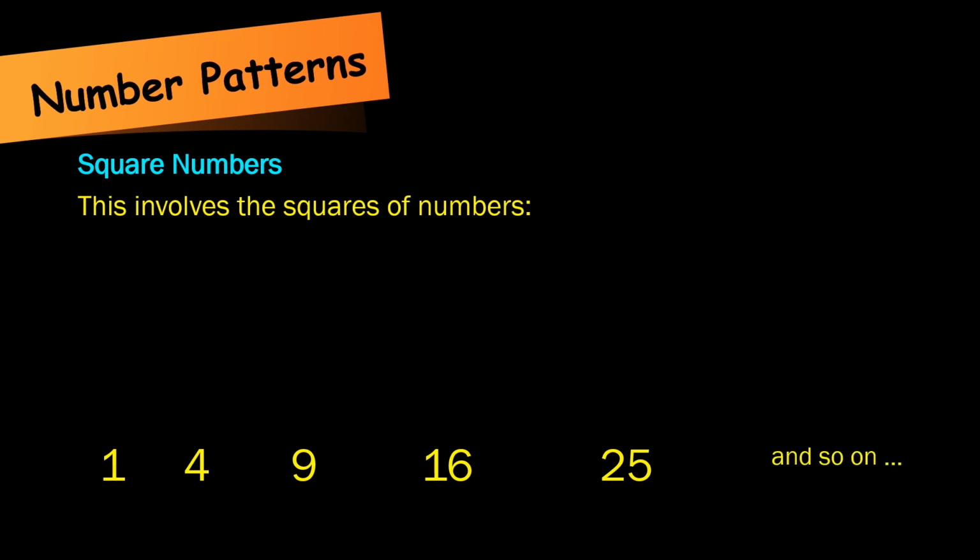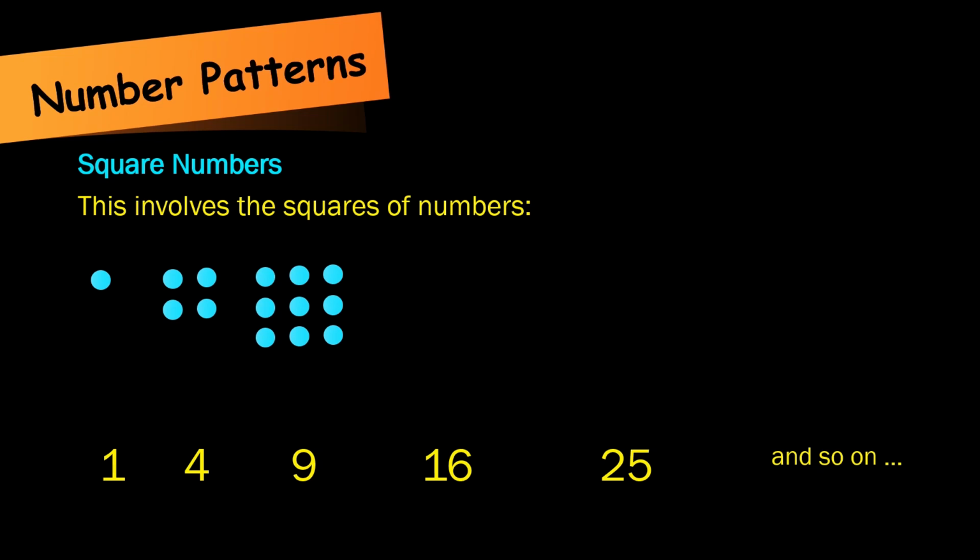The first of these is square numbers. These involve the squares of numbers. So we have 1, 4, 9, 16 and 25 and so on. The simplest case, of course, is 1. Then we have 4. This forms a square by arranging the dots as shown.